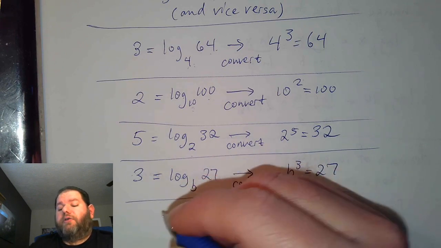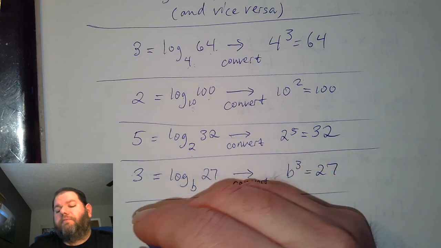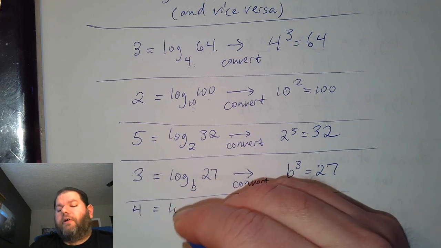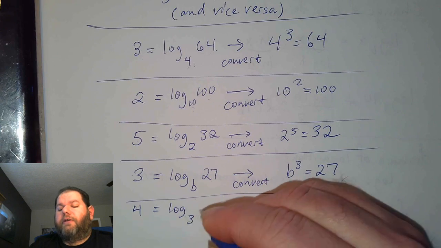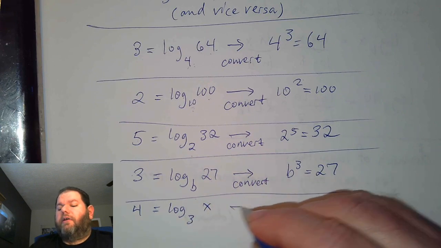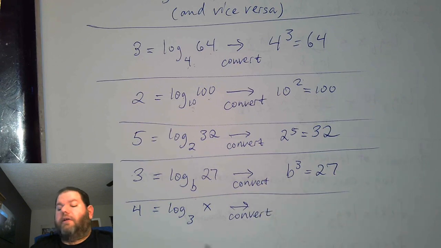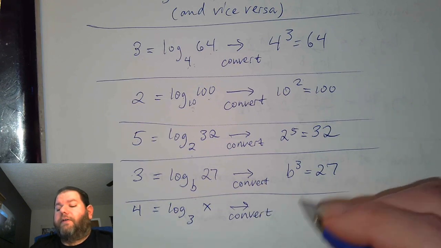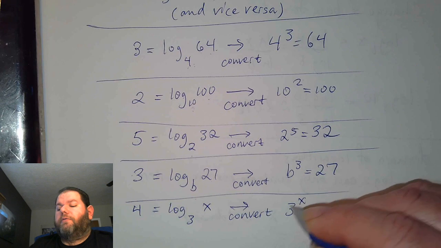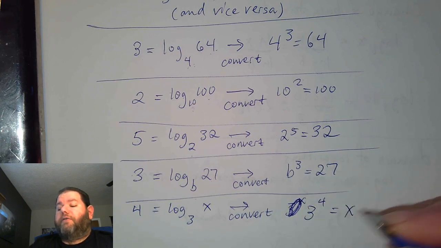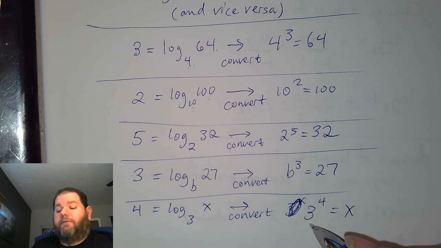Similarly, we could have 4 equals log base 3 of x. So if we convert that, it's 3 to the 4 equals x. I said it right, and then I wrote it wrong. 3 to the 4 equals x. And that way we can actually solve for x. X is equal to 3 to the 4th, which is 81.